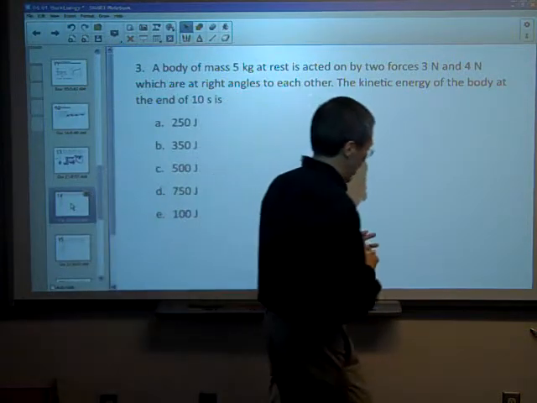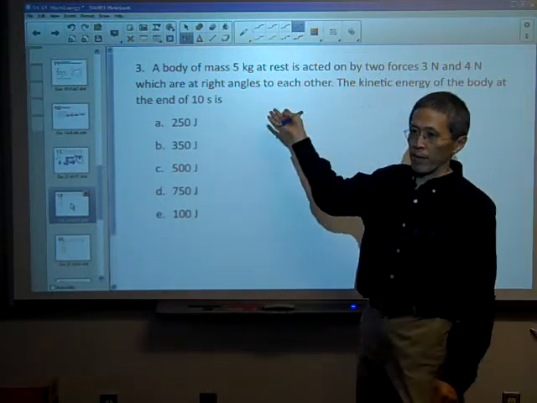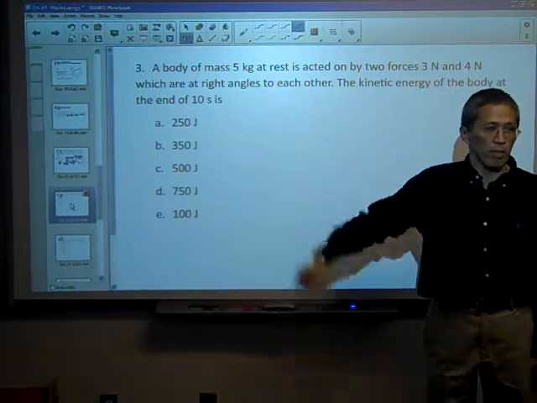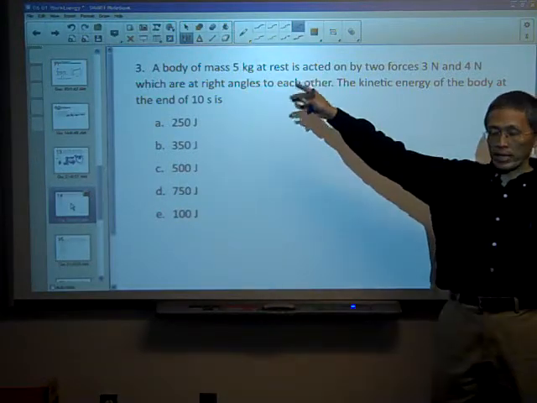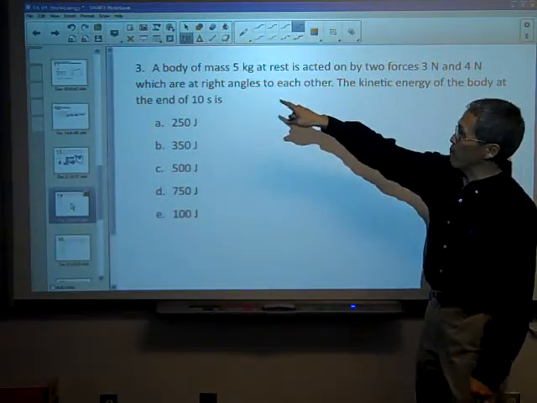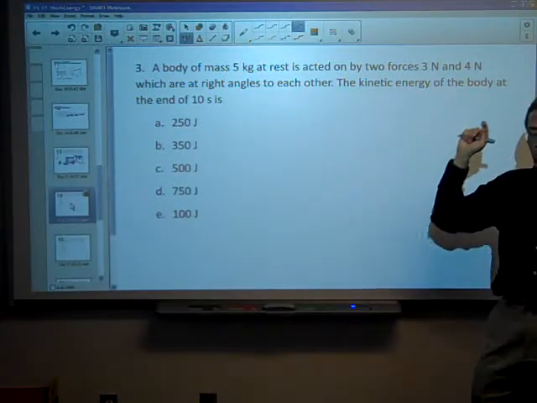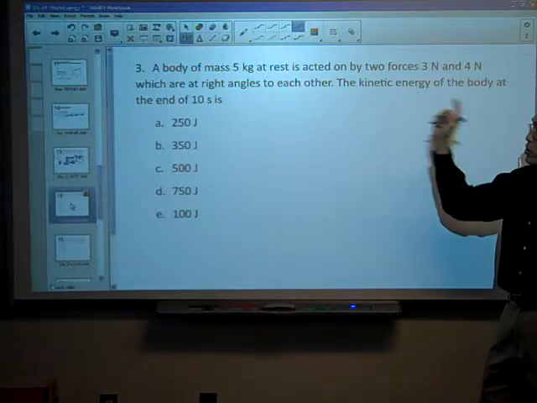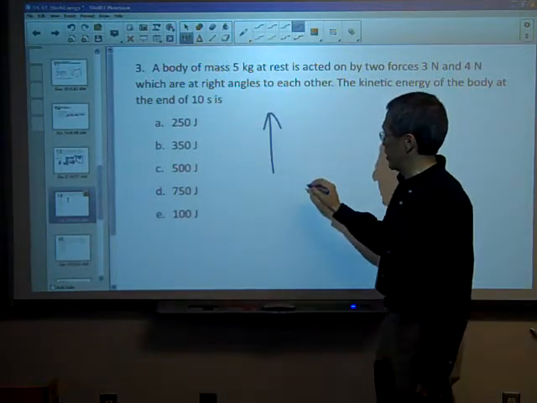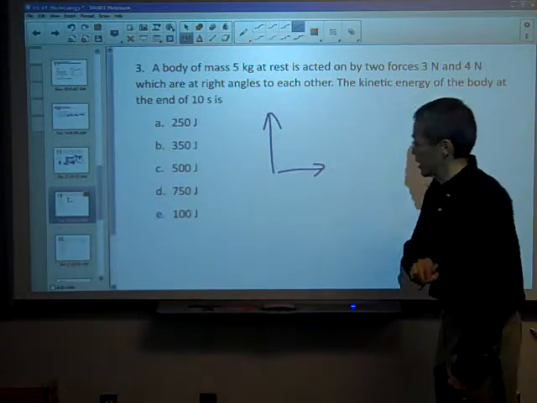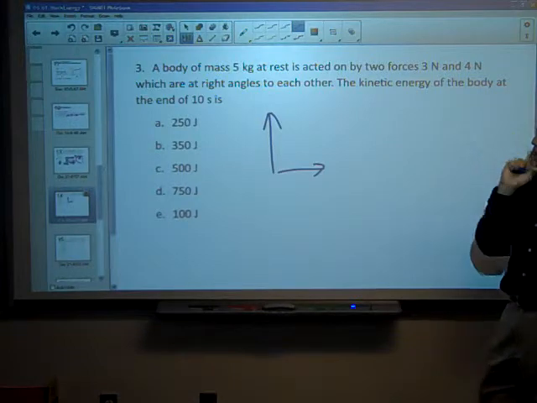Here we go. This one here is really a trigonometry problem. Actually, it's a Pythagorean theorem problem. And hopefully you guys will recognize that as we read the problem. A body of mass 5 kilograms at rest is acted on by 2 forces, 3 newtons and 4 newtons, which are at right angles to each other. So it doesn't matter which direction we call them, but they're acting something like this.